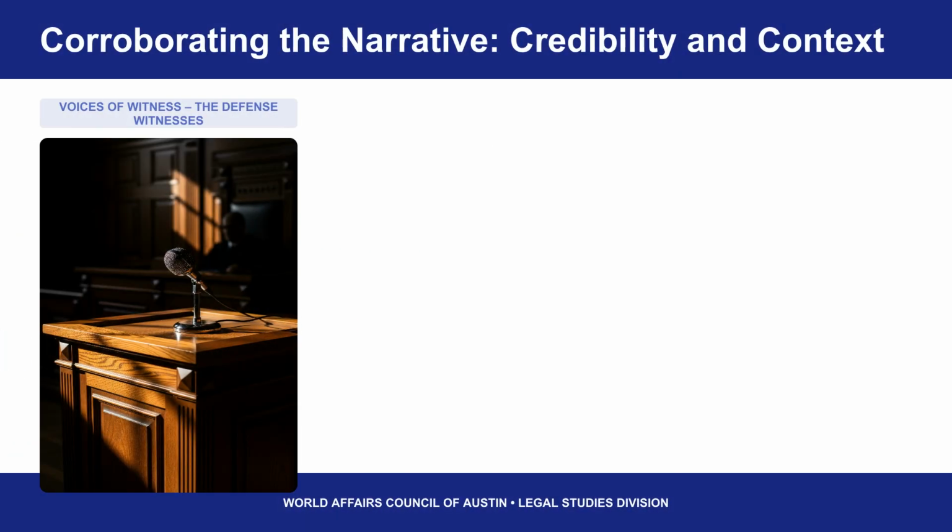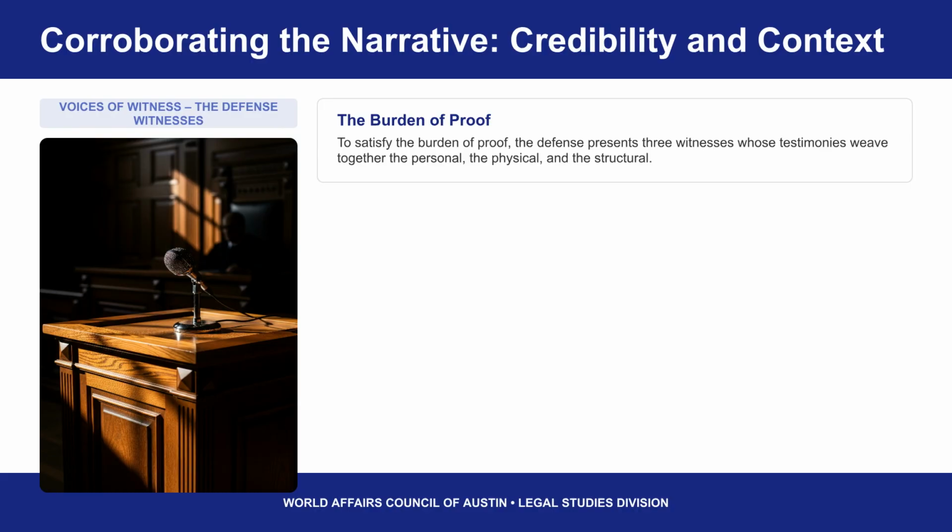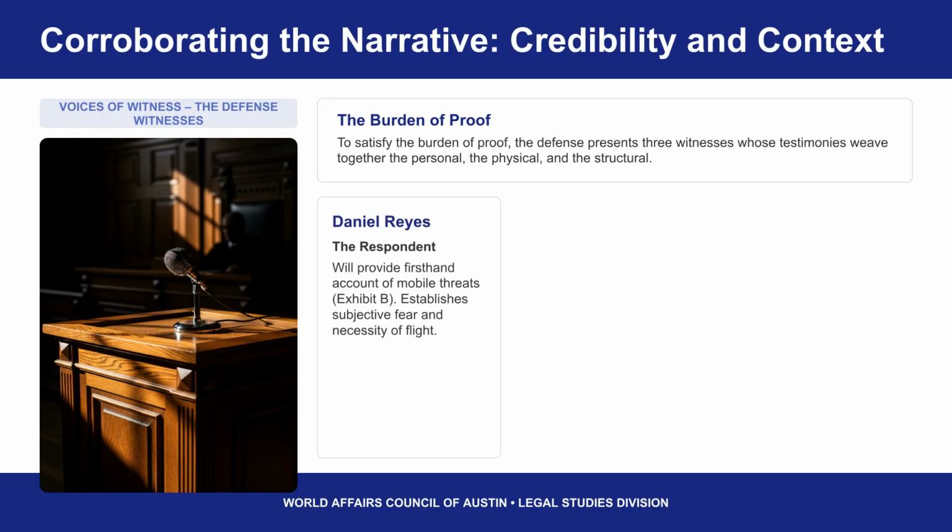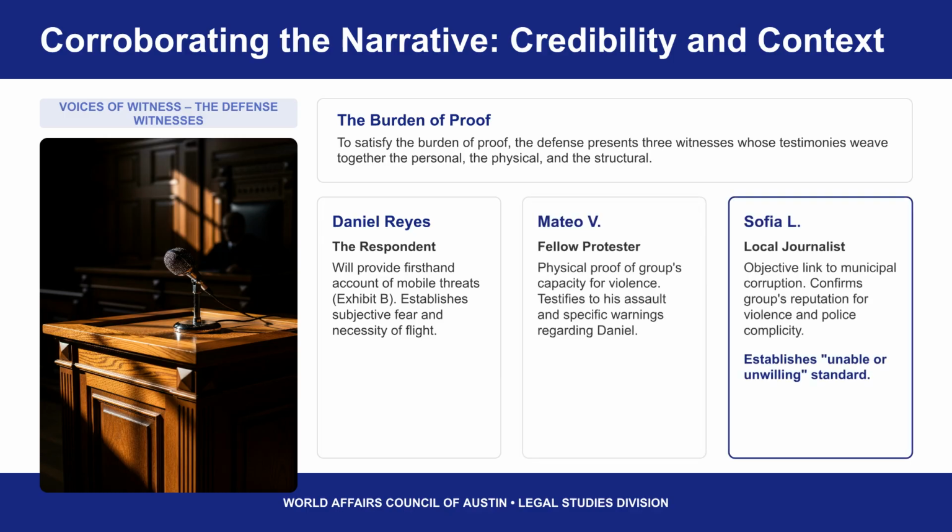Corroborating the narrative involves 3 key defense witnesses. The respondent, Daniel Reyes, provides first-hand accounts of threats, establishing subjective fear. The journalist, Sophia L., establishes the state's unable or unwilling standard due to police complicity.